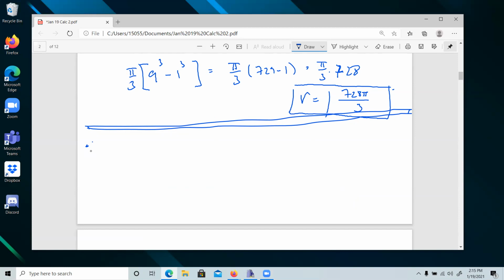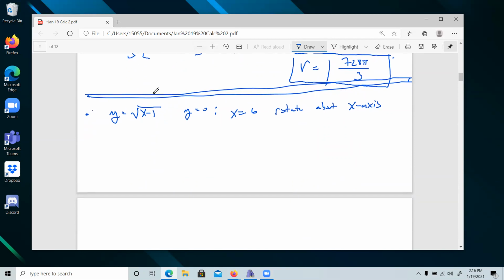All right, so let's see here. How about we try another one? And again, this is a pretty tame one to start off with. So that's the square root of x minus 1, and here we're going to go from y equals 0, to x equals 6. And again, we're going to rotate about the x-axis. Okay, so let's see what we got.